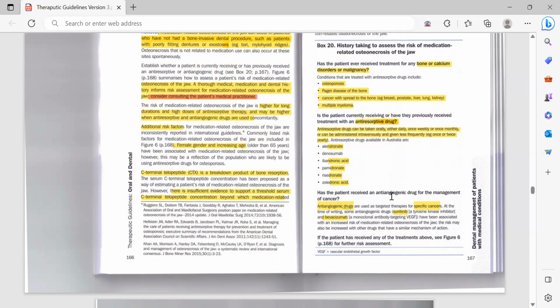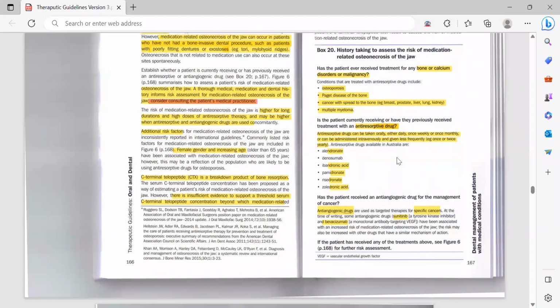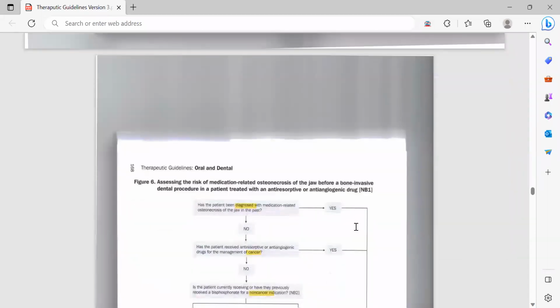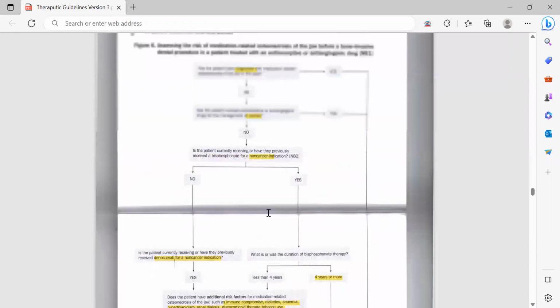Then, has the patient ever received an anti-angiogenic drug? So here we were talking about anti-resorptive drugs, now the anti-angiogenic drugs for the management of cancer. Which are the anti-angiogenic drugs? These two. Then, if the patient has received any of the above treatment, whether an anti-resorptive drug, or any treatment for a bone or calcium disorder or malignancy, or an anti-angiogenic drug, then you need to do this risk assessment with the patient.